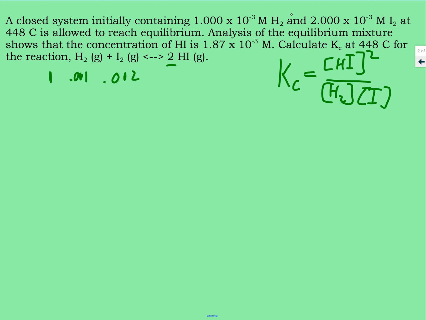I'm going to notice it has 4 sig figs. Over here in HI, it's at the beginning. We haven't made any of it. So we're at my ICE table: initial, change, equilibrium. Analysis of the equilibrium mixture shows the concentration of HI is 1.87 times 10 to the negative third. That means my change was 1.87 times 10 to the negative third for the HI. It increased by that amount.